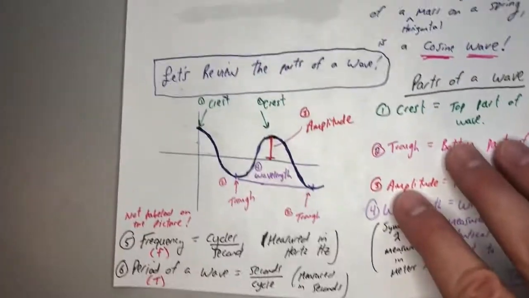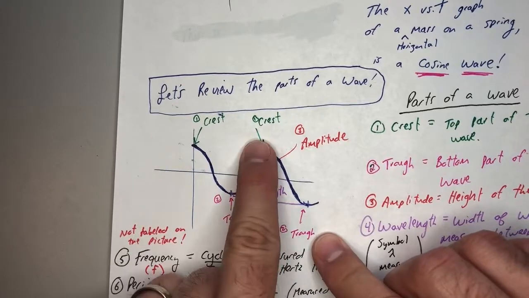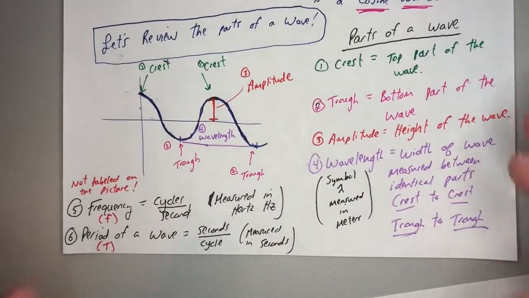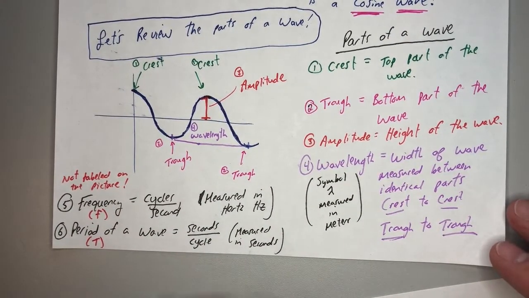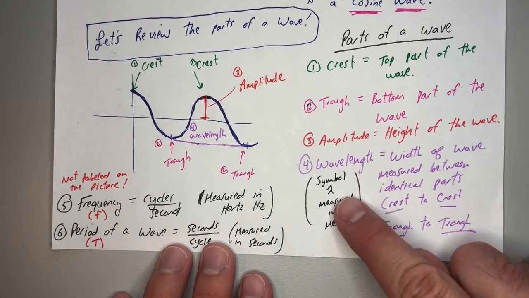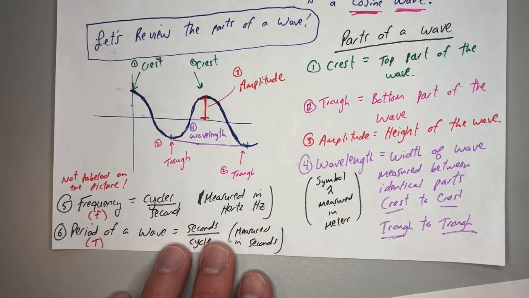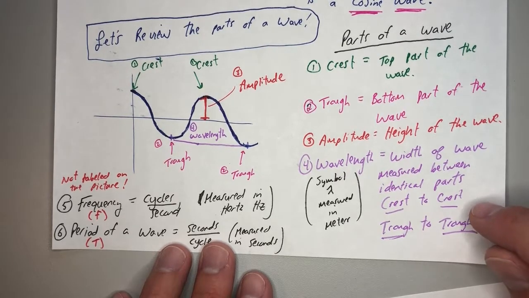So it can be from the crest to the crest, like what's the width there, or from the trough to the trough. But it just has to be from some identical part of the wave to another identical part. And the symbol for wavelength is the Greek letter lambda. It's kind of fun. Don't get that confused. They use lambda in physics a couple other places. It's measured in meters though, because it is wavelength. All right, so that's the fundamental parts of a wave.